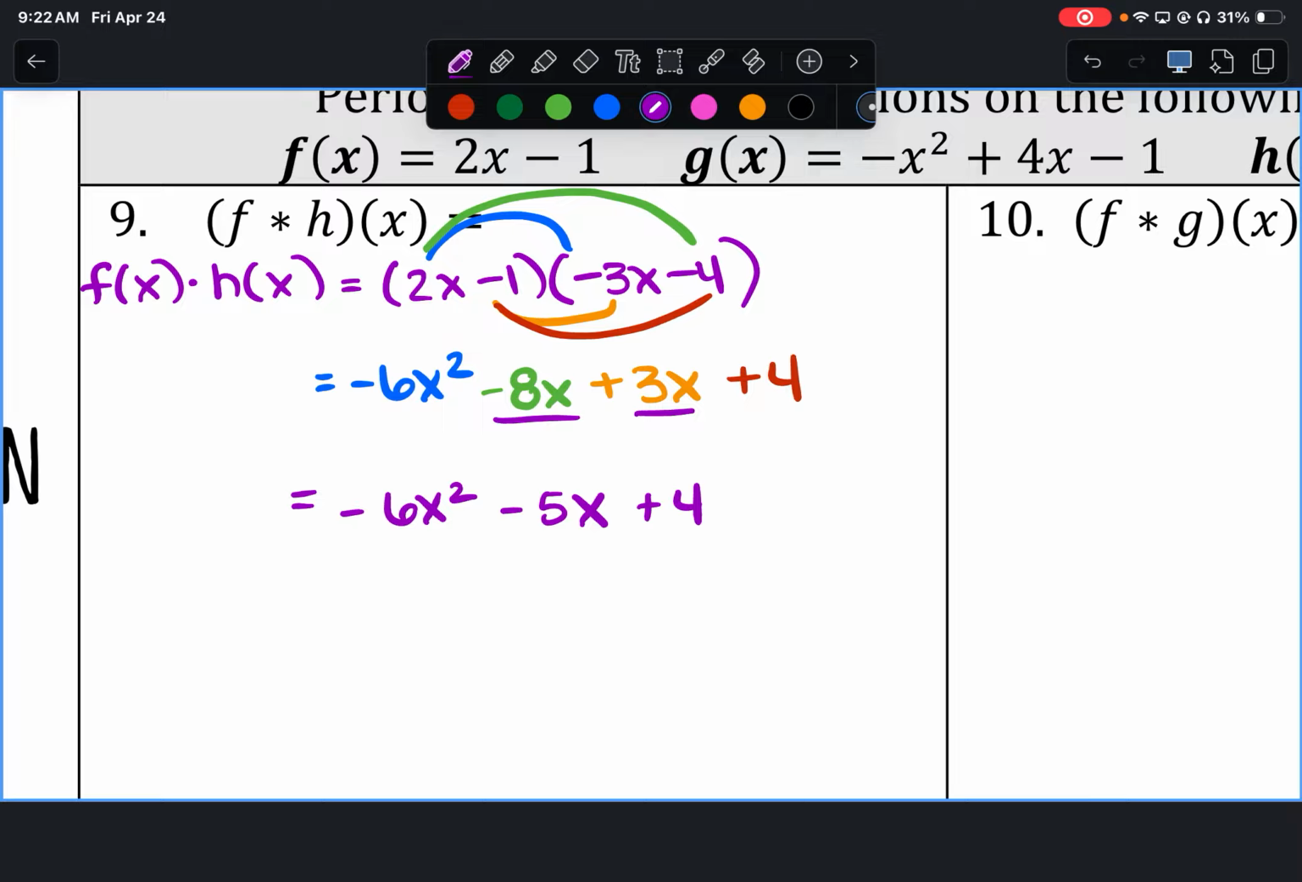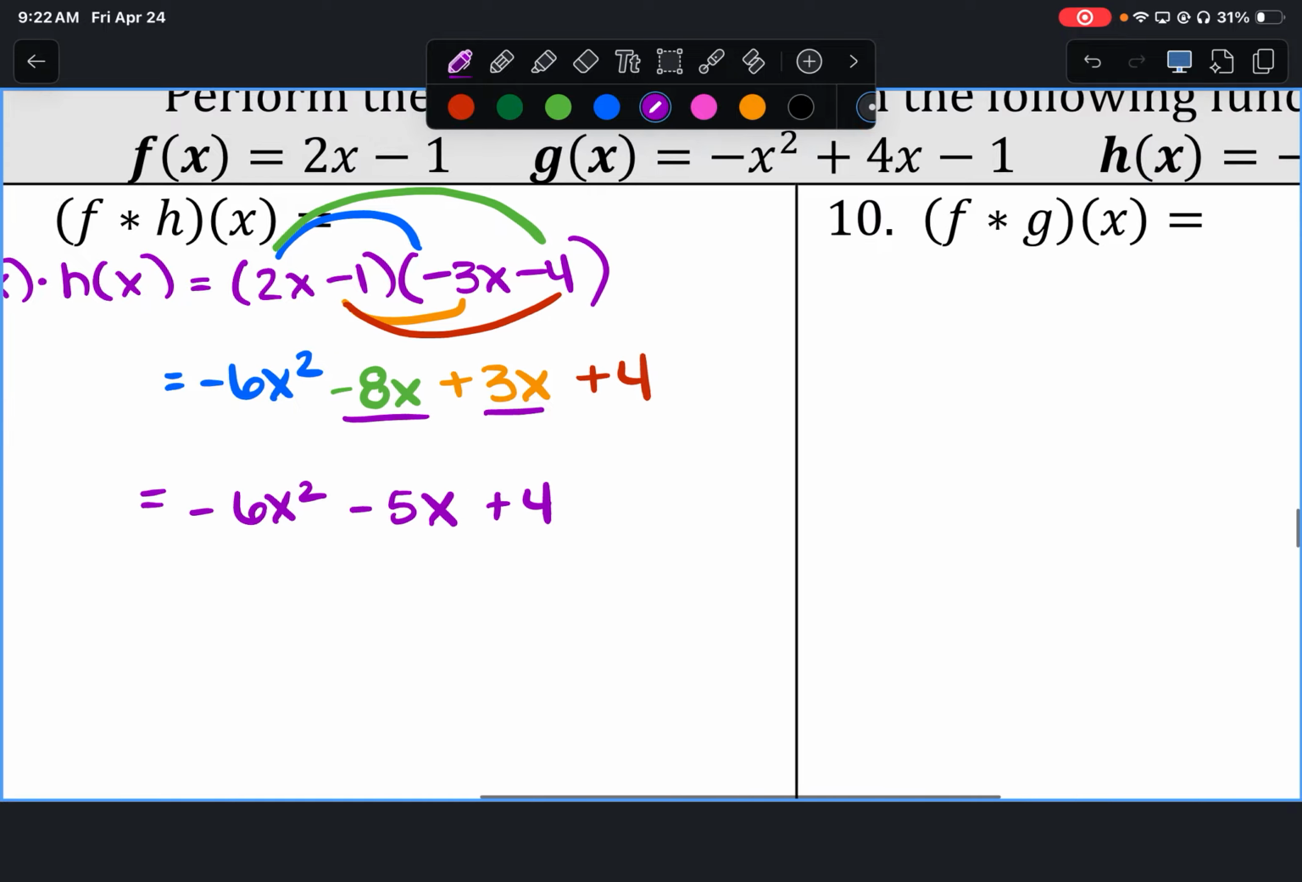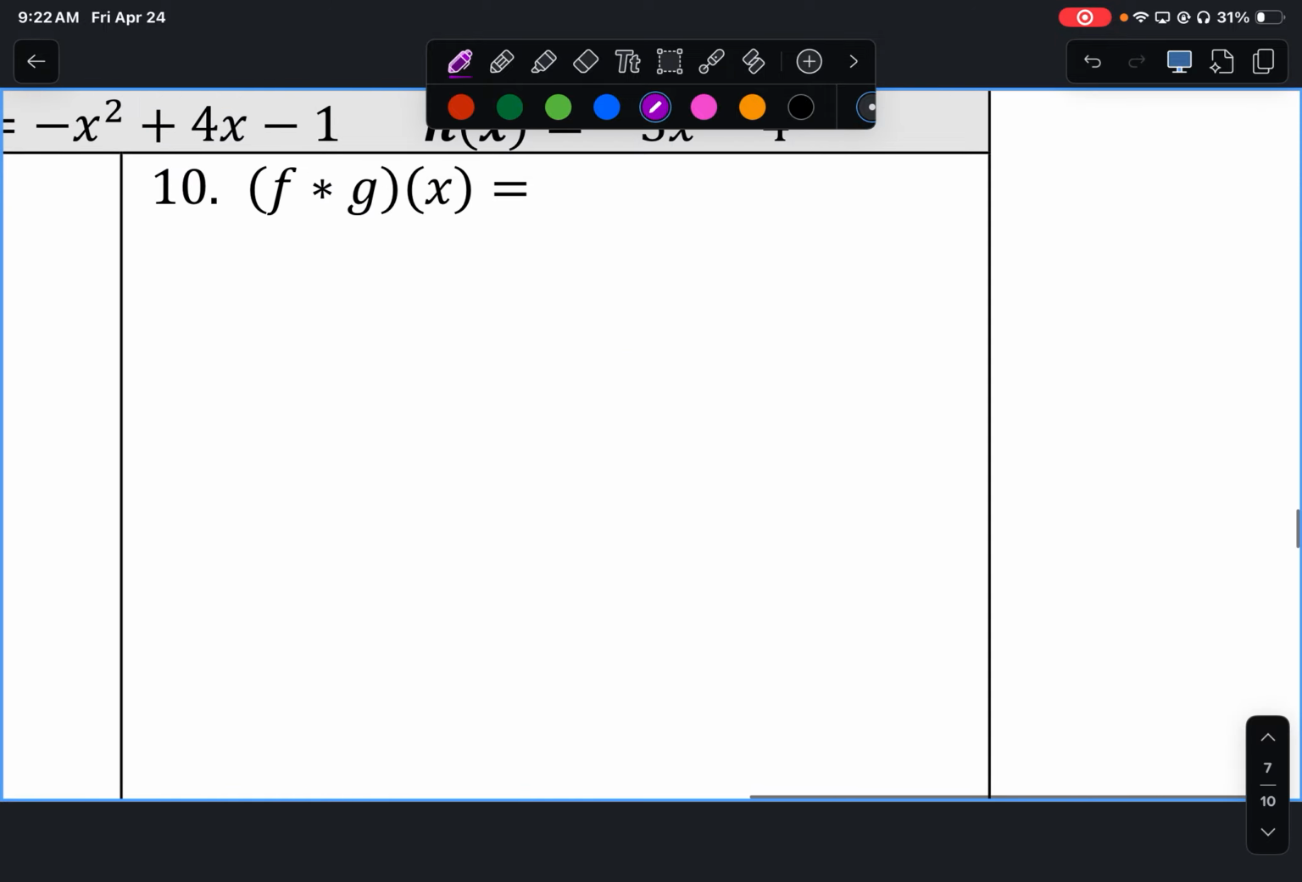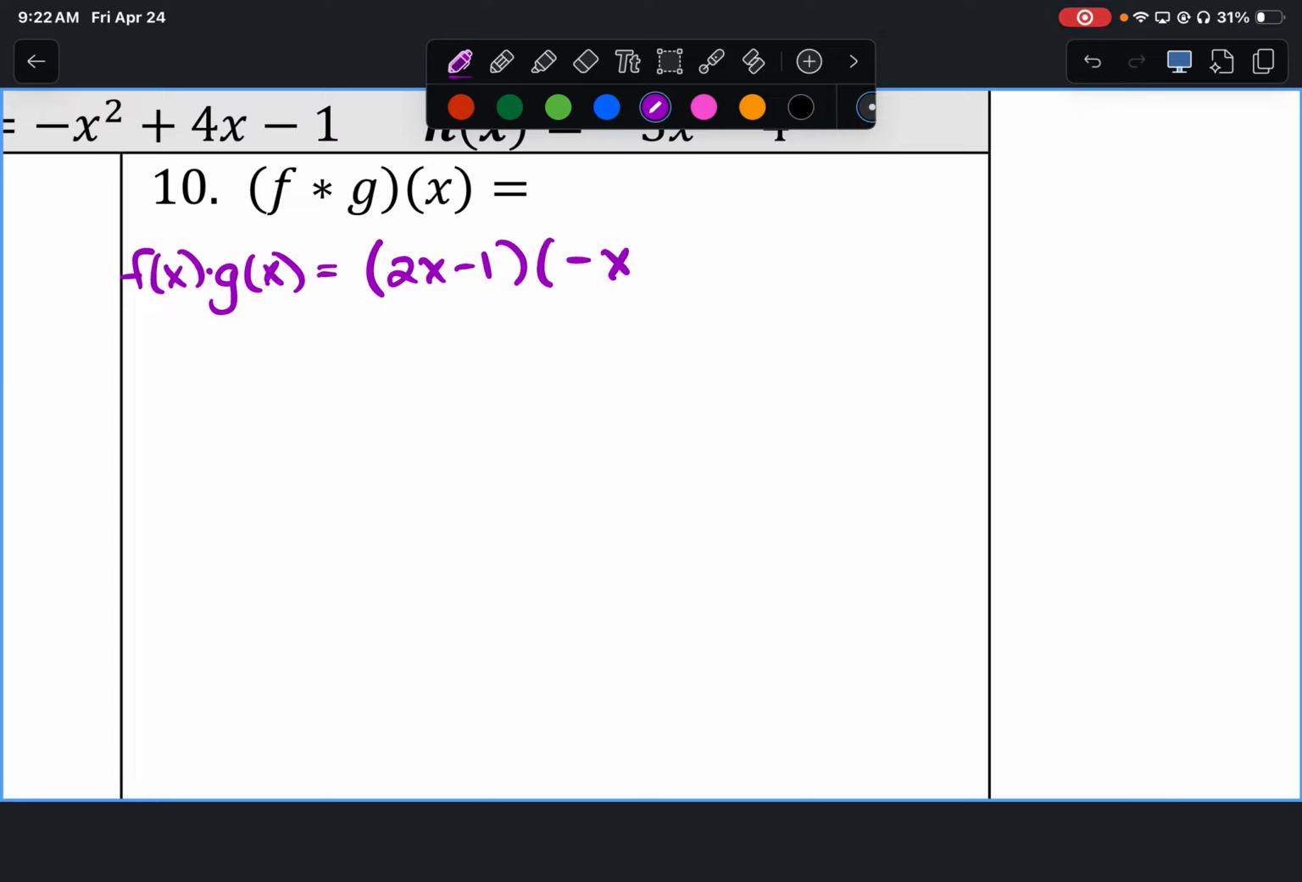Now we're going to look at number 10. Okay, for number 10, we're going to do f of x times g of x. What is function f of x? 2x minus 1. Times, what is function g of x? Negative x squared plus 4x minus 1. Okay, make sure we're being careful when we copy that.